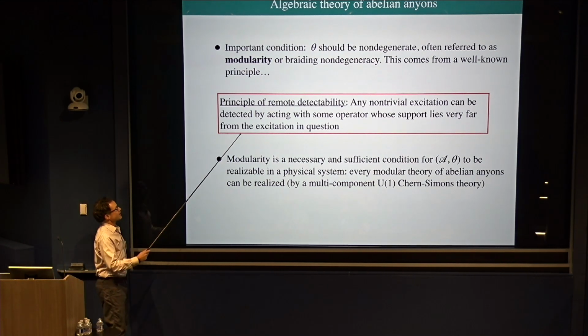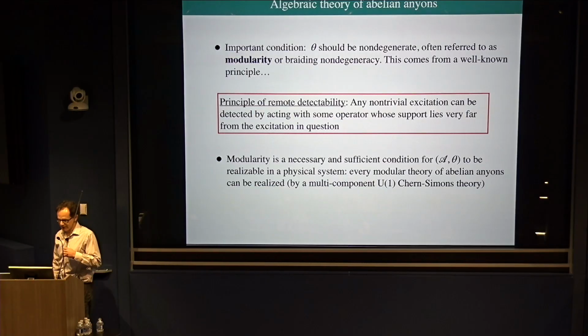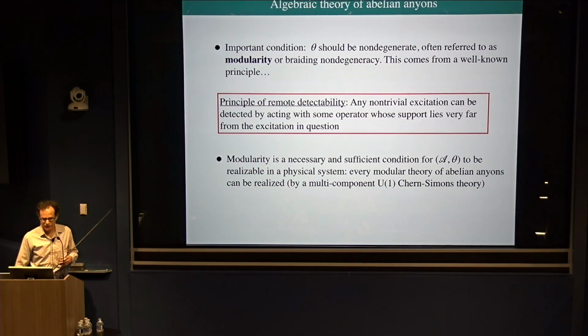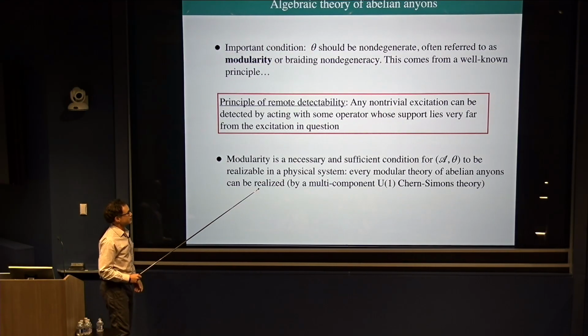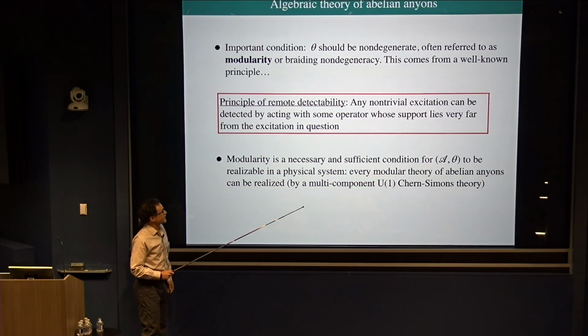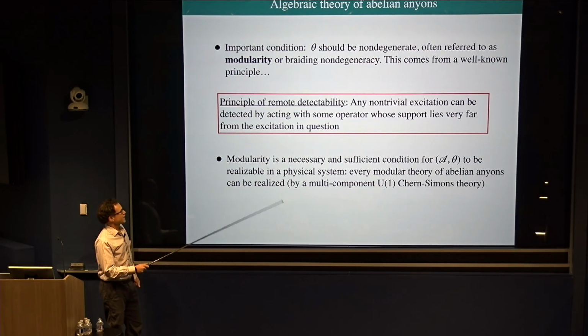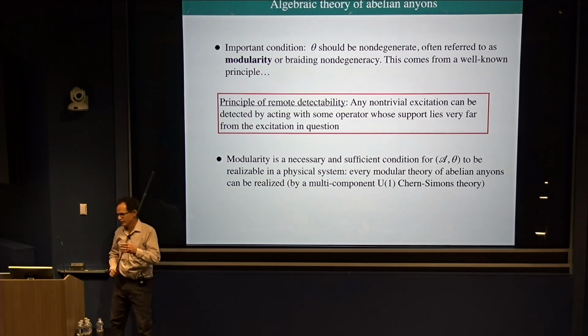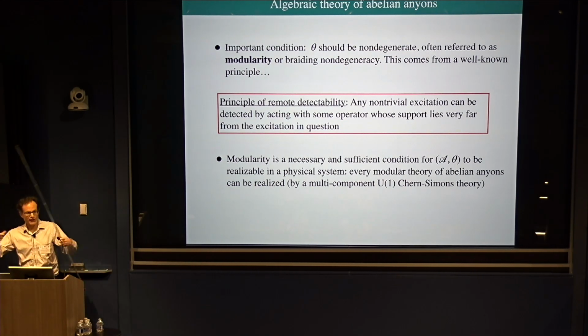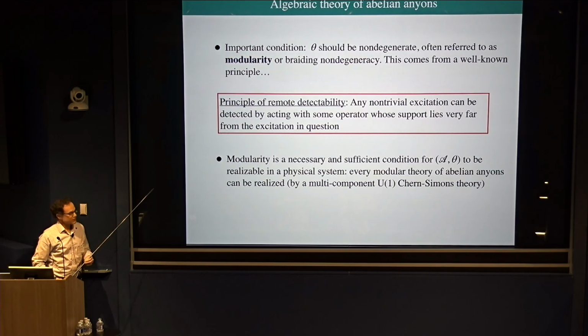There's a very important condition on this algebraic data, which has different names. This quadratic form should be non-degenerate. Sometimes this is also called modularity or braiding non-degeneracy. It's just the statement that if you have a non-trivial anyon, there's some other anyon that has non-zero braiding with it. This comes from a well-known physics principle, the principle of remote detectability, which can be phrased in different ways: any non-trivial excitation can be detected with some operator acting very far away from the original excitation. In this case, that other operator is just the string operator of our other anyon that we're braiding around.